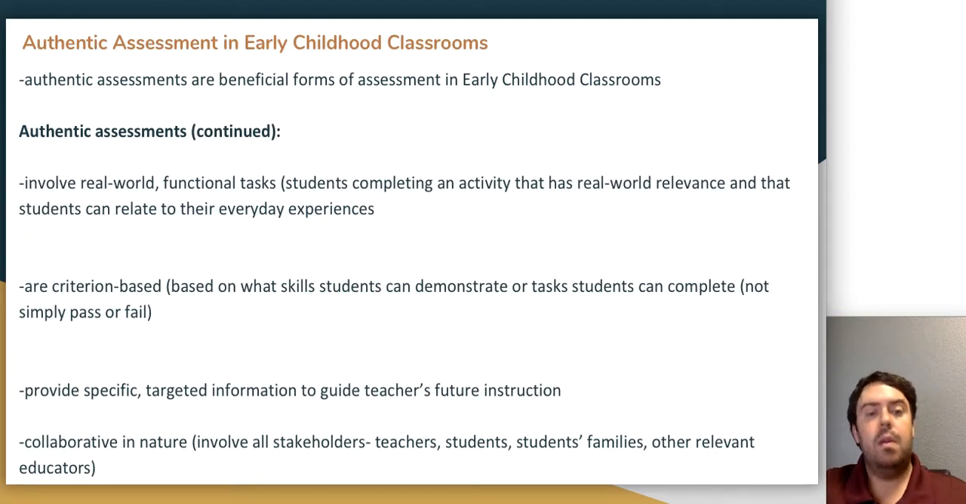Another thing about authentic assessments, and this is very important, is that authentic assessments are focused upon providing real-world functional tasks that students can directly relate to their everyday life and their everyday real-world experiences. So they can see the relevance of what they're doing, and they can see that the assessment is something that they would see in their daily lives. And it should be something that's functional.